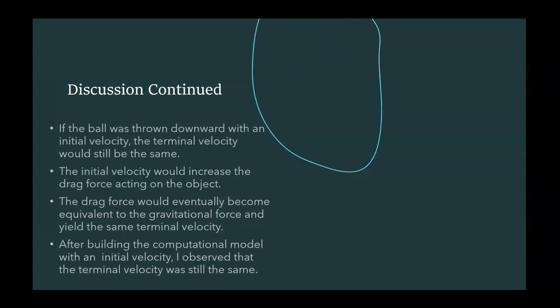If the ball is thrown downward with an initial velocity, the terminal velocity would still be the same. The initial velocity would increase the drag force acting on the object. The drag force would eventually become equivalent to the gravitational force, causing the same terminal velocity. And this prediction was matched by our computational model that we built.